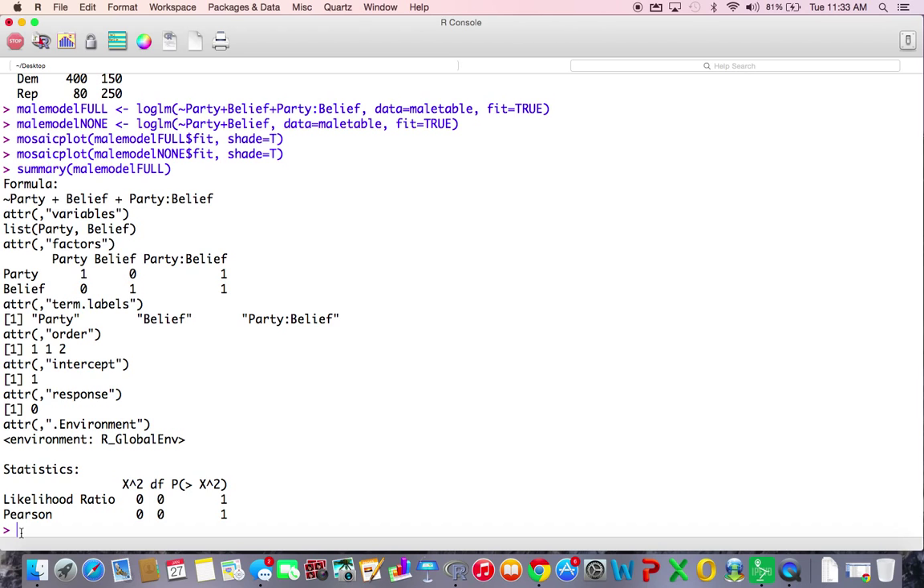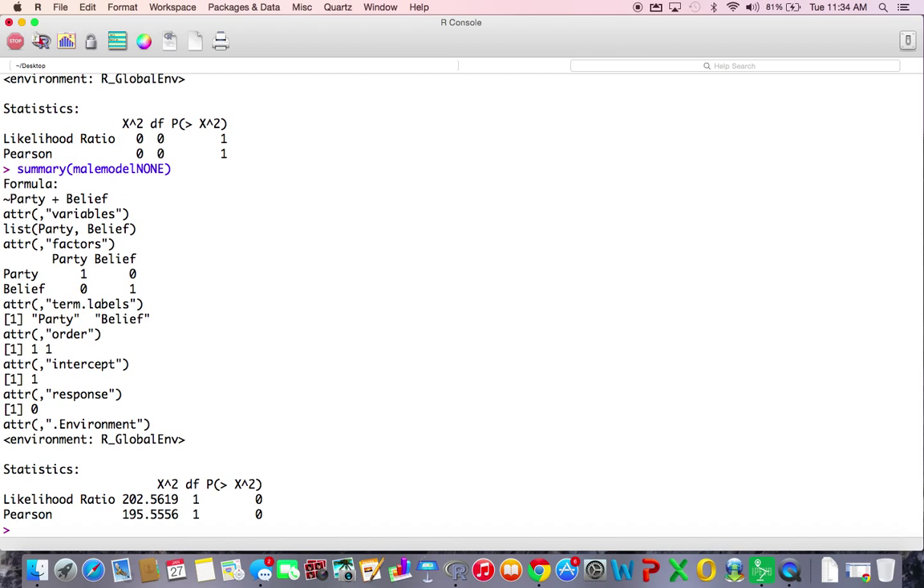But that's not the terminal process. Now, the second thing that we're going to want to do here is examine the second model that drops the interaction. So what I want to do here is a summary of, now what did we call that? Male model, none, right? Yeah.